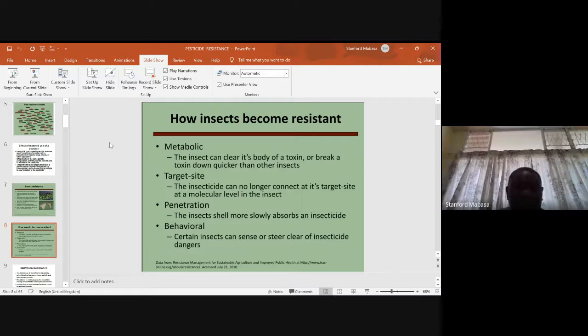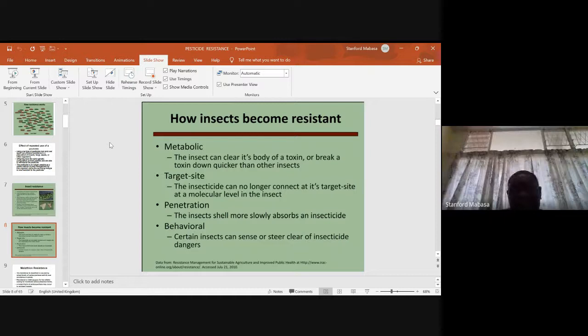Number two, it could be due to the target site where that insecticide can affect. The insecticide can no longer connect at its target site at a molecular level in the insect. So there's now a mismatch of the insecticide and the target site. So the insecticide will fail to kill the pest.